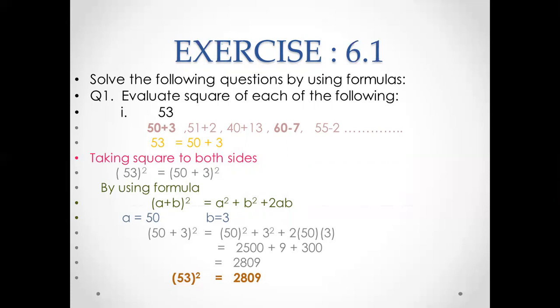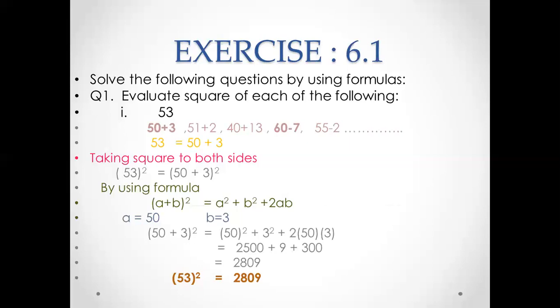But when we are doing this type of question, we always choose those numbers in which the unit place, or ones place, must be 0, with a positive or maybe a negative sign. Because when we have a 0 in the unit place, it is easy to take the square of that number. So I choose 50 plus 3. We can also take 60 minus 7, because in 60 also the 0 is in the unit place. But it's up to you.